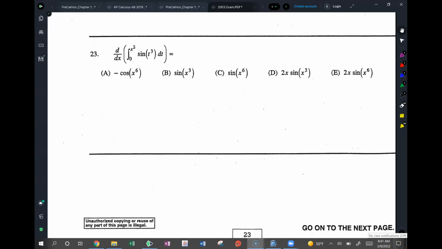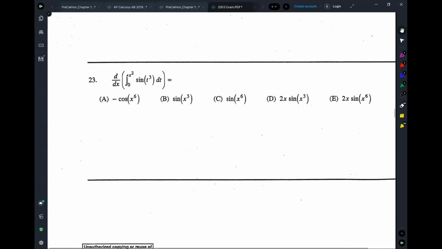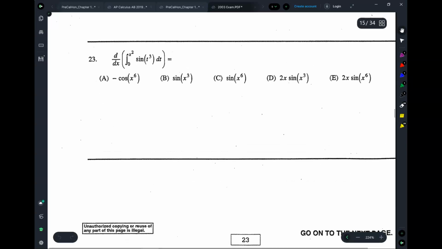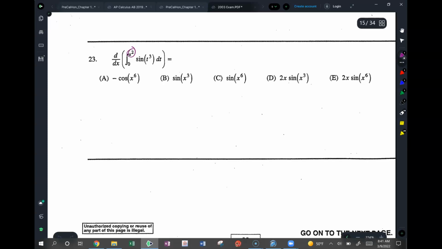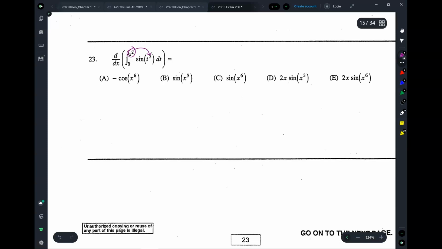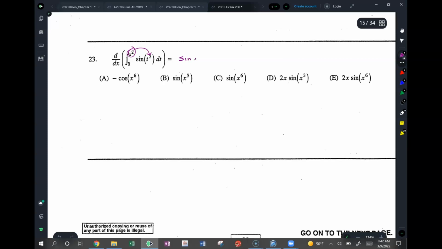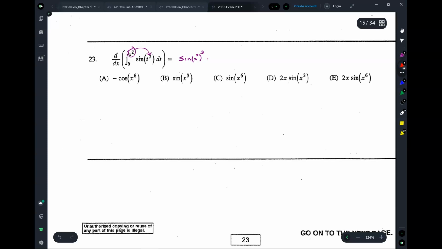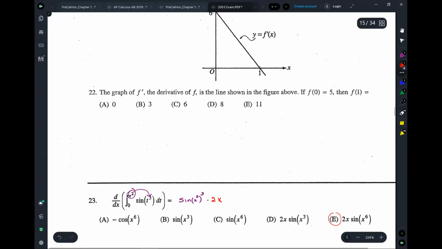Okay, so we're going to take a derivative of this. This is a derivative of an integral. This is the fundamental theorem of calculus, right? So remember what happens is this comes in here, right? So this is just going to be equal to sine of x squared cubed times the derivative of the x squared, 2x. Okay, so that's 2x sine x to the 6, which is e. Okay, all right.